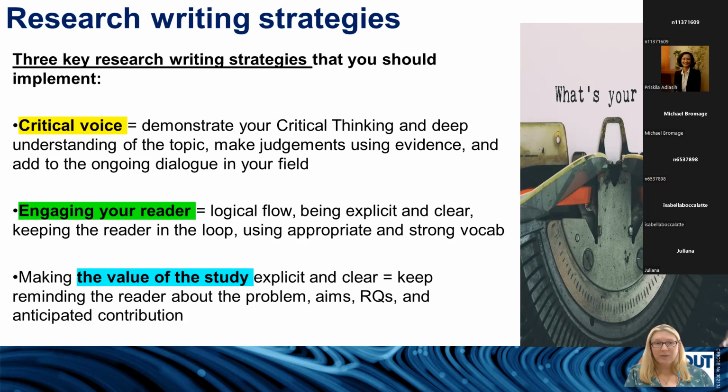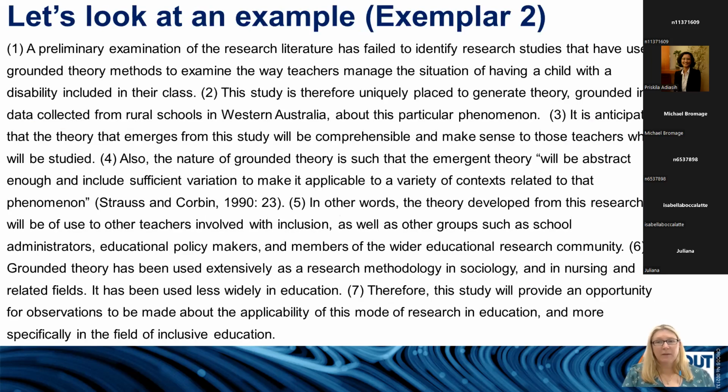Then we also need you to be engaging your reader. So you do this through that logical, clear structure by being explicit, keeping the reader in the loop, and using appropriate and strong, punchy vocabulary. Then, if you do those two things, you're going to be making the value of the study explicit and clear. And we need to keep reminding the reader of the problem, the aims, the research questions, and that anticipated contribution. All right, so 3 research writing strategies. Let's look at an example.